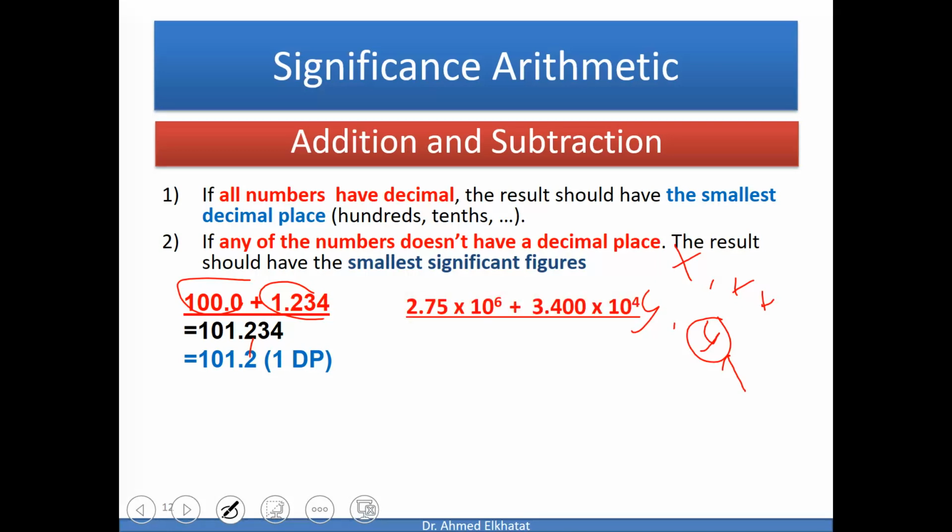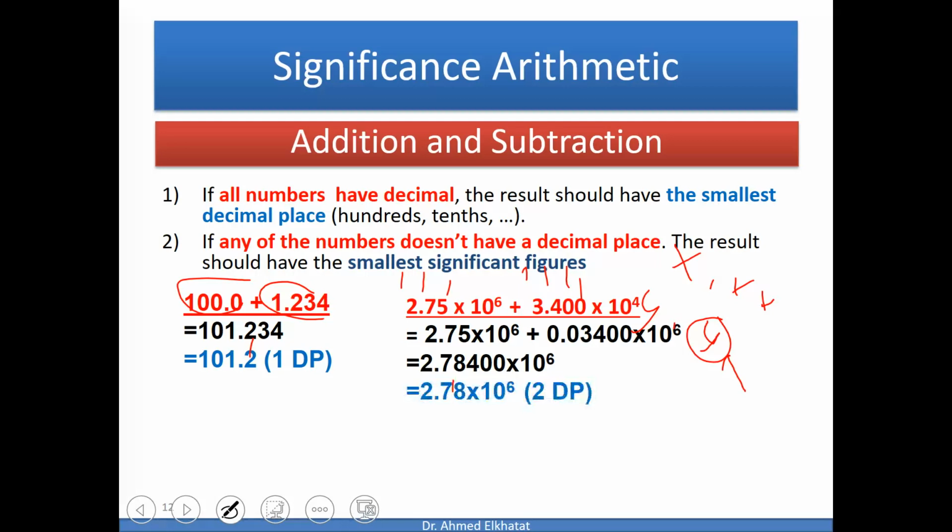Okay, so now let's check this one. All these numbers also have decimals. How many significant figures here? 3. How many significant figures here? 1, 2, 3, 4. So the result should have only 2 decimals, so it will be hundredths. When you multiply them, it has this value, but we said it should be only 2 decimals, so we round the 4 down to get 2.78.